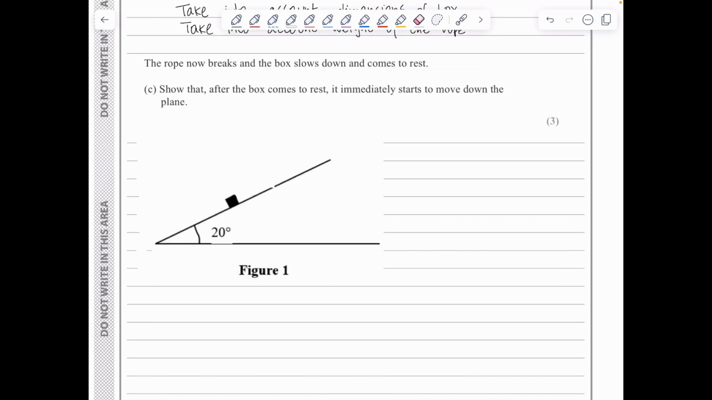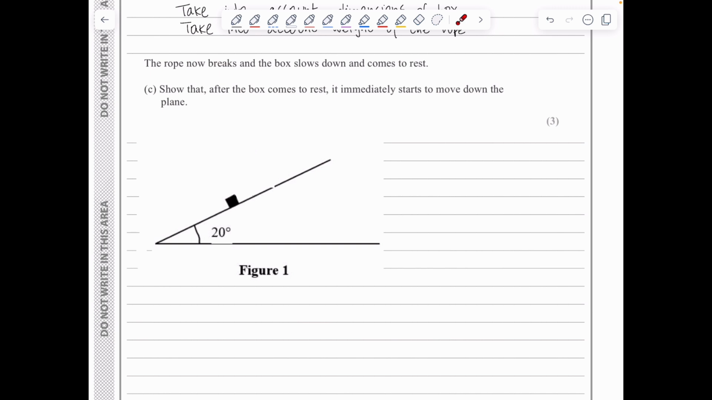In part C, we are told that the rope breaks and the box slows down and comes to rest. We need to show that after the box comes to rest, it will immediately start to move down the plane. So I need to revisit my diagram. There is no string here, so there is no tension.